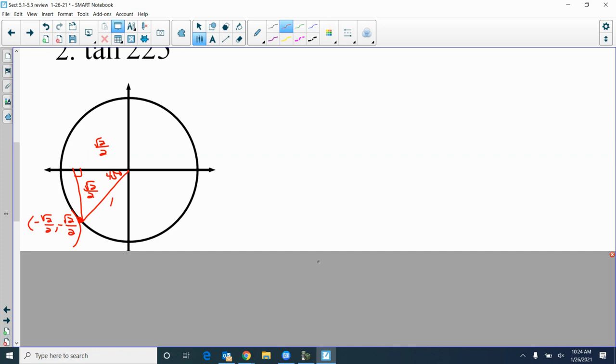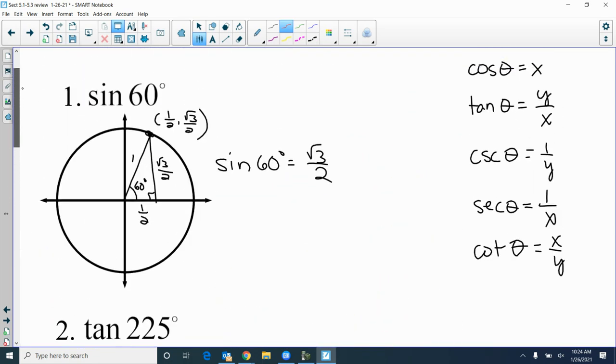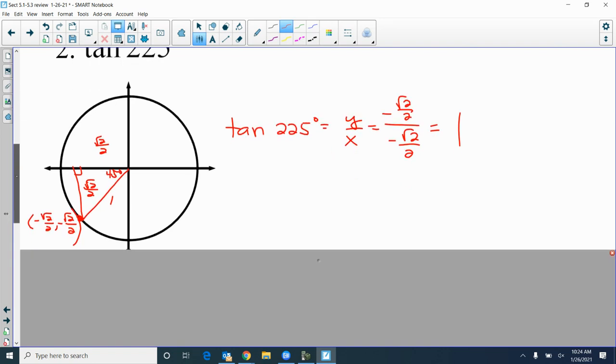Now you should know tangent in quadrant 3 is going to be a positive value because you're going to take a negative over negative. So tangent of 225 is equal to y over x. Well, y is negative square root of 2 over 2 over negative square root of 2 over 2. And now when you divide the same thing by the same thing, you're just going to get 1. So it's going to be positive 1. So that'll be your final answer there. Okay, sine of 60 degrees, square root of 3 over 2. Tangent 225, 1.